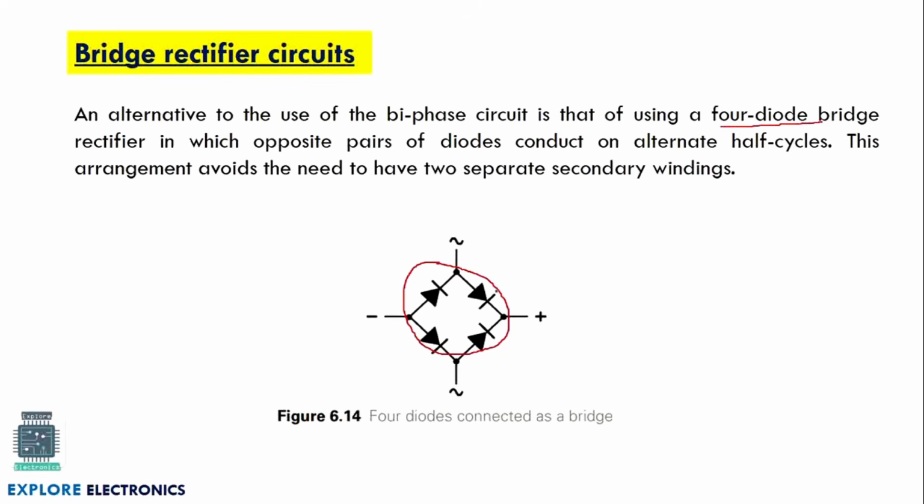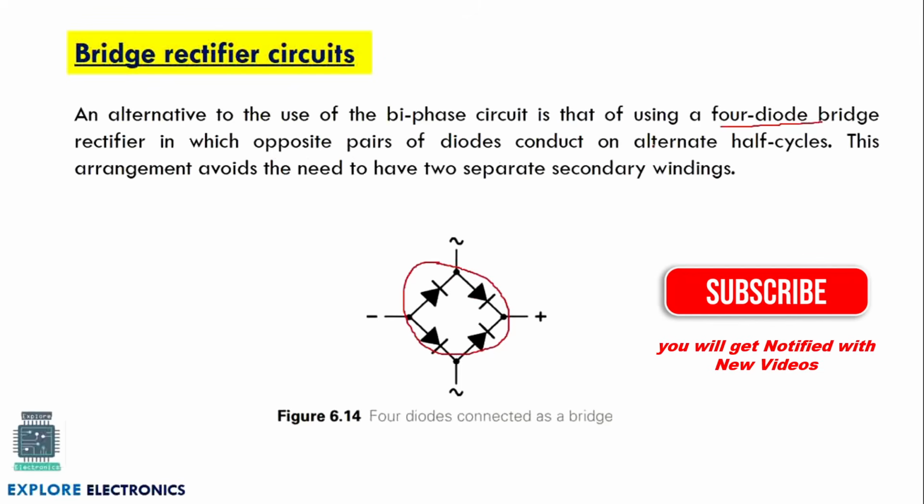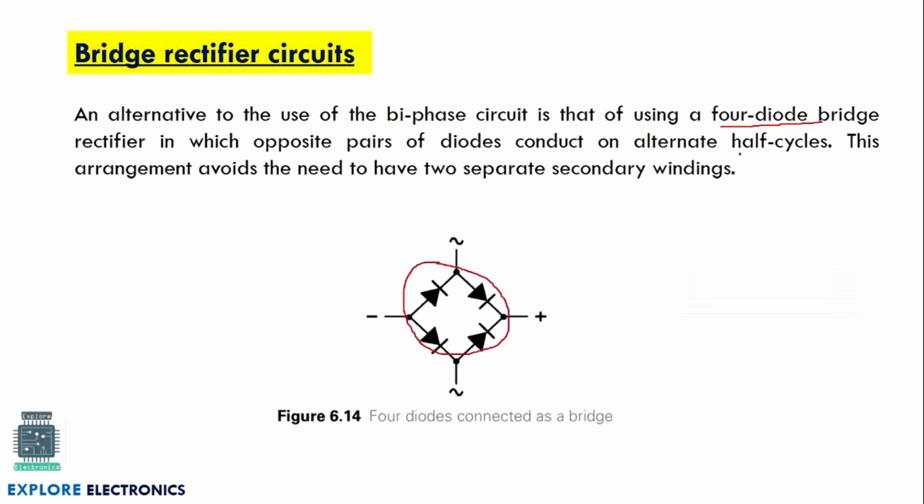If we connect the diodes like this, opposite pairs of diodes conduct when the alternating half cycles come into the input. This diode and this diode will conduct in one half cycle, and in the negative or second half cycle, this diode and this diode will be conducting. The arrangement will be like that. Now let us see how this bridge circuit actually works.